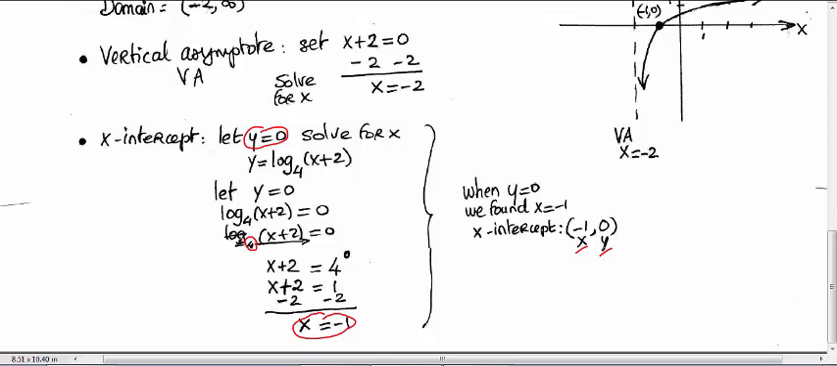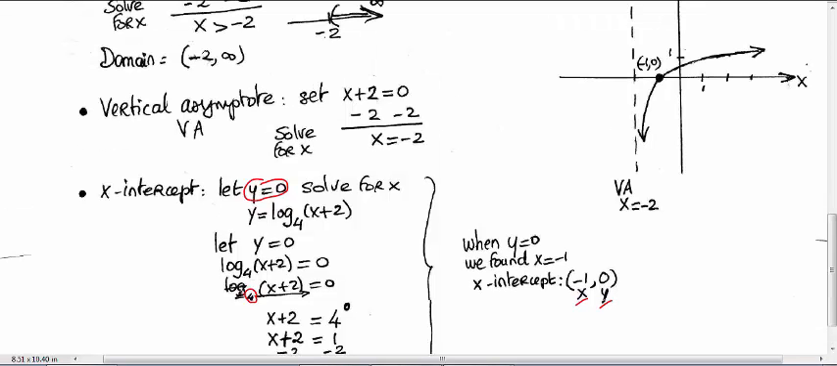Now let's see how this leads to a graph. If you take a look at how I graphed this log function, I drew first the vertical asymptote at x equal to -2. Then I plotted the point (-1, 0), and then I went ahead and drew basically the shape that we have for a log function, and it looks like what I have over here, passing through that intercept.